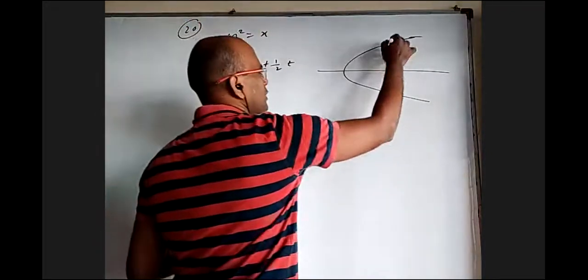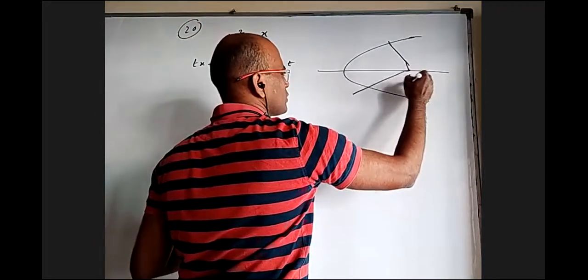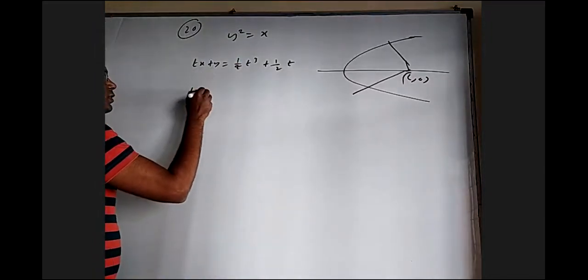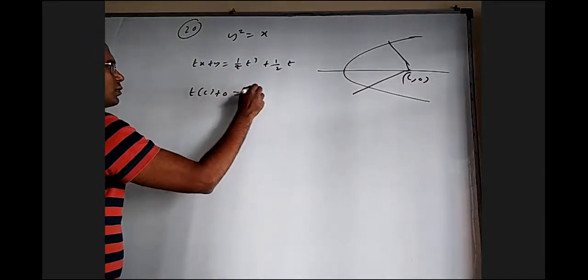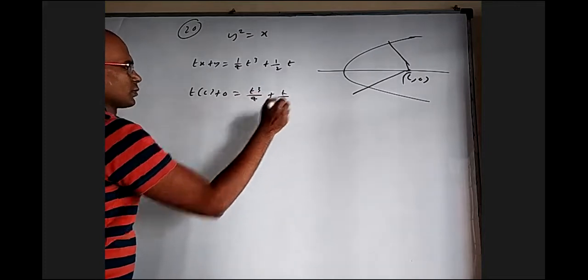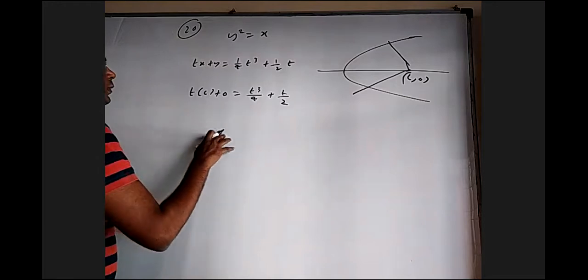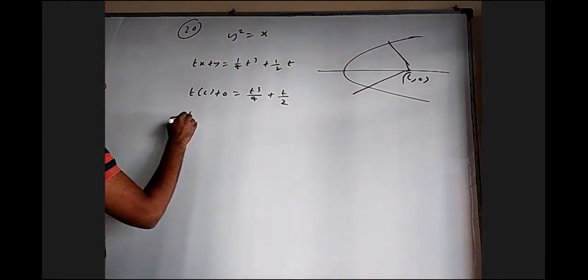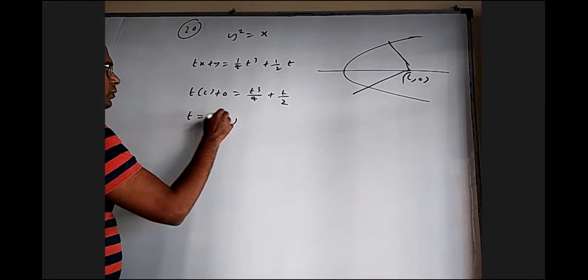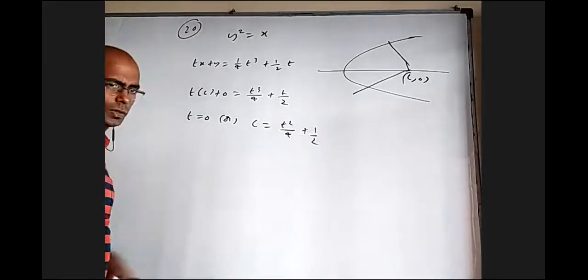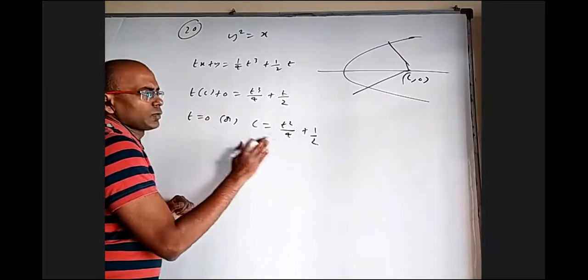And we want three normals to pass through (c, 0). Substitute c here, 0 here: t into c plus 0 equal to 2 cube by 4 plus t by 2. So you're already getting t equal to 0 as one root. If you cancel, you'll get c equal to t square by 4 plus 1 by 2. Already one root is there. I want two more roots here.